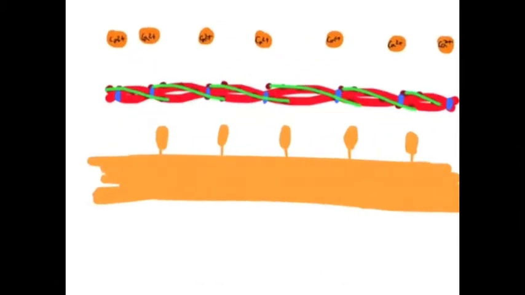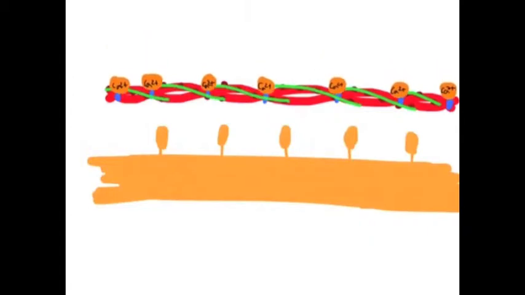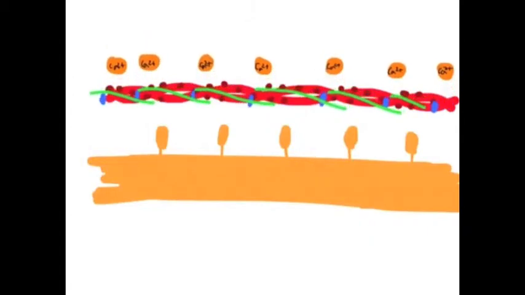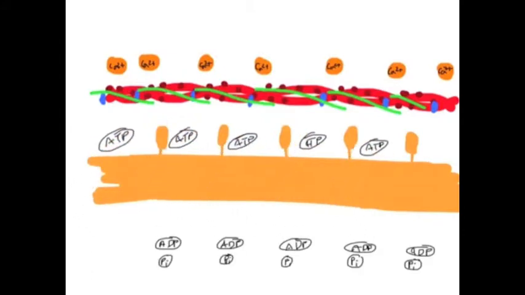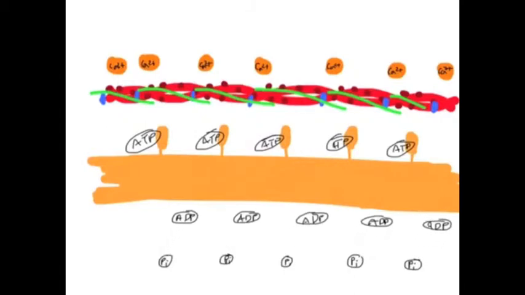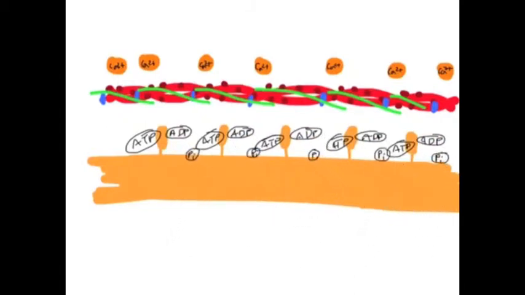The released calcium ions will then bind to troponin, which will change the tropomyosin and expose the crossbridge sites. The myosin heads are globular structures that will bind to the crossbridge sites to form a crossbridge. Next, ATP has to bind to the myosin heads, where it will be hydrolyzed into ADP and an inorganic phosphate.